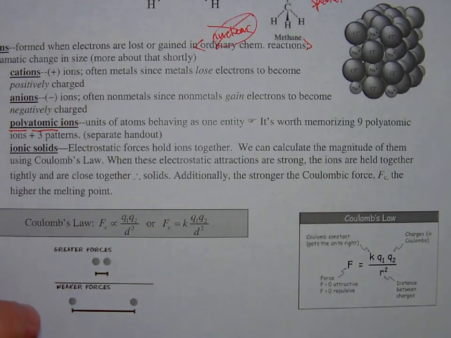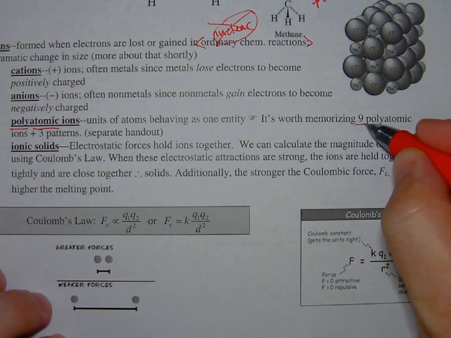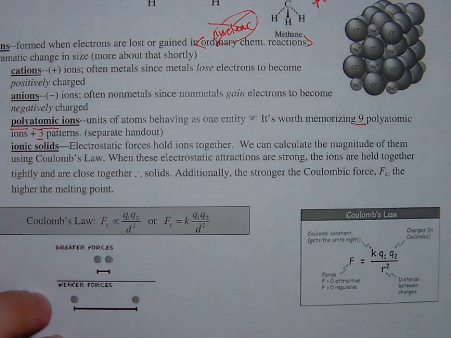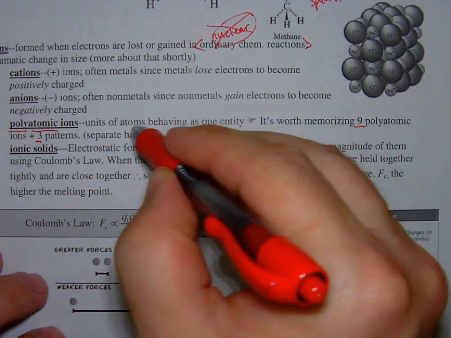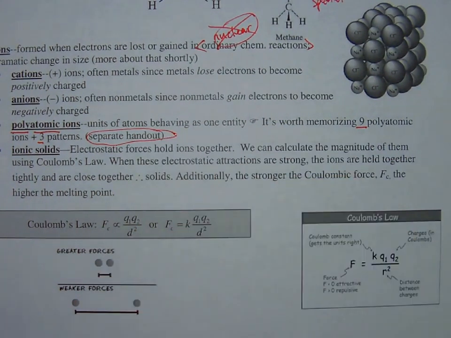It is worth memorizing 9 polyatomic ions and 3 patterns. And I'm going to try to get you a separate handout to make that a little bit easier. You actually probably already know these, or at least if I talked about them again, which I will, you would remember them, right? It'd be at least familiar to you. But it's worth memorizing them because it makes reading questions and moving forward in certain problem-solving situations just a lot easier. It makes it a lot smoother.